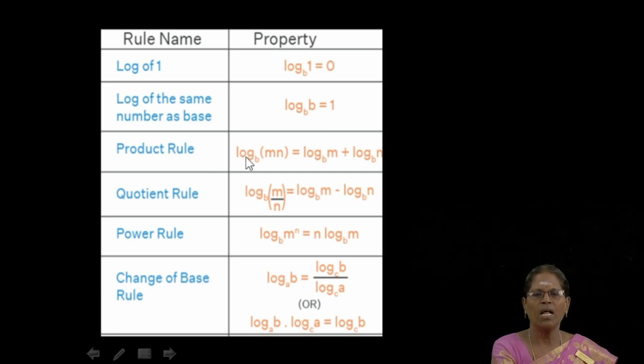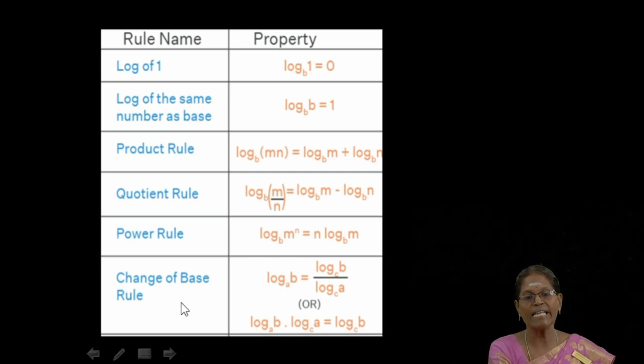When we have log mn to the base b, that is two numbers to be multiplied, then when separated it is log m to the base b plus log n to the base b. Then for the quotient rule we can write log m by n equal to log m minus log n. Power rule: when we write it in the form of index, the index is to be multiplied, so it has been brought to the front.